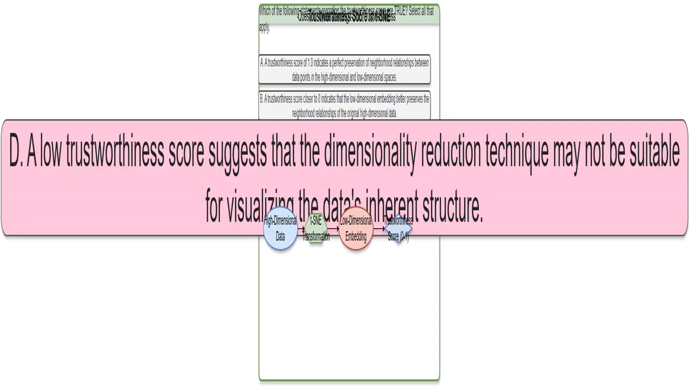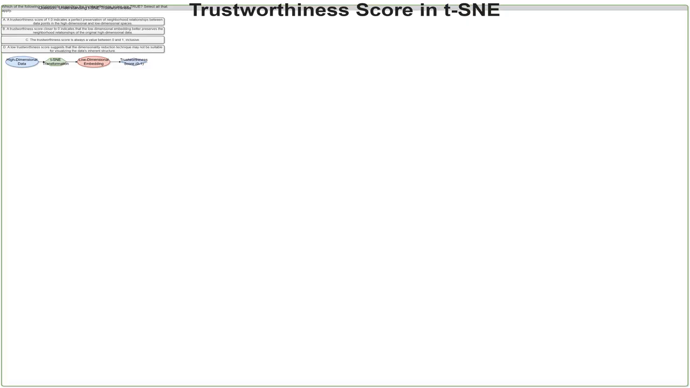A low score? Yeah, that's a big red flag. It probably means t-SNE is not the best tool to visualize this specific data, since it's messing up the relationships between the data points. This is the core idea.